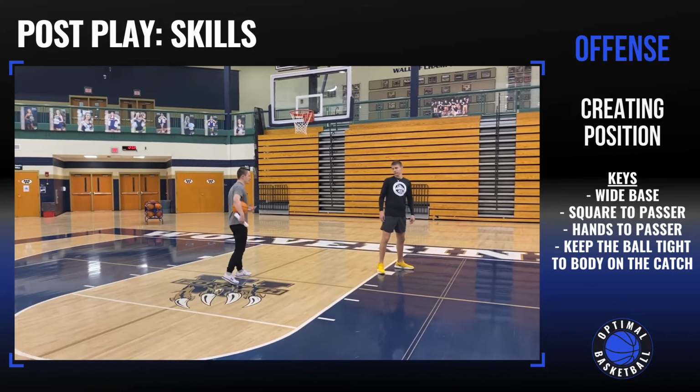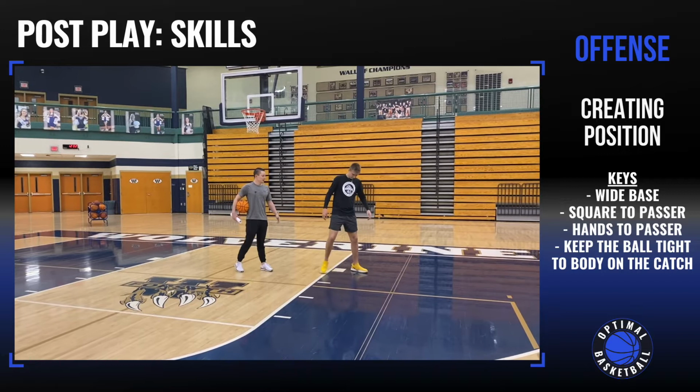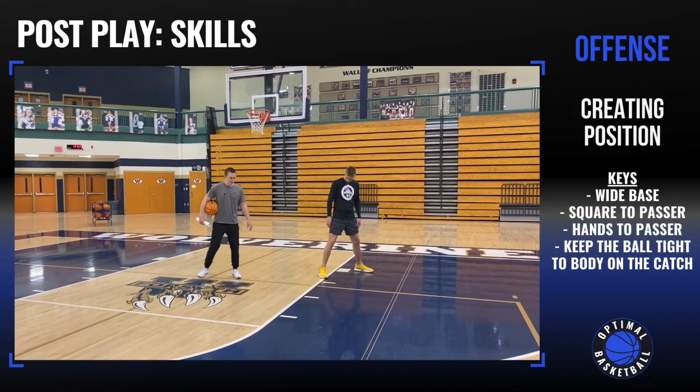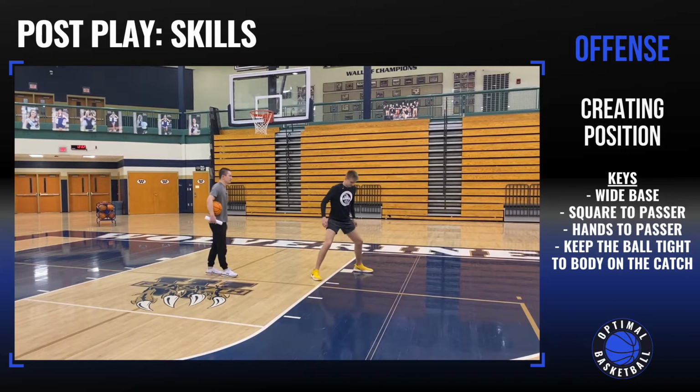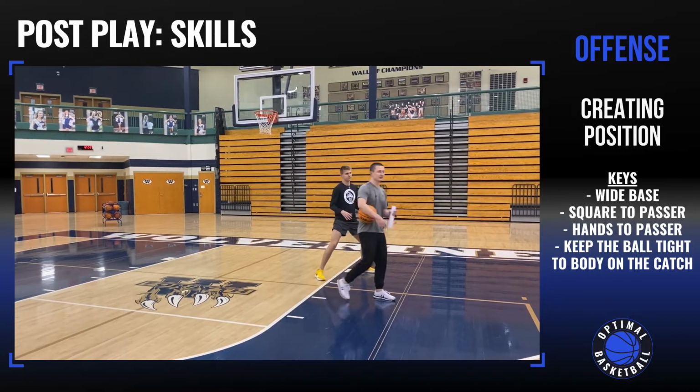The key to getting open is you want to have a wide base, and slide up just a little bit. You don't want your feet here. You want to have your feet as wide as possible. You want to be squared up to the passer, and you also want to show your hands to the passer.